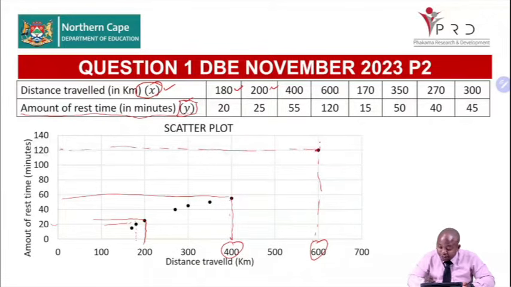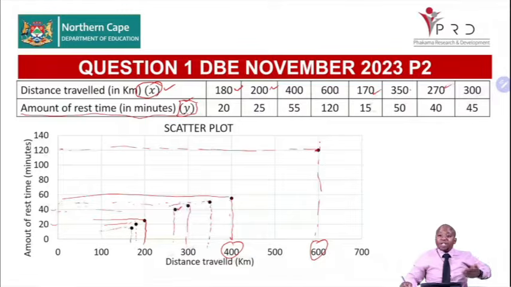When x is 170, then y is going to be 15. Then when x is 350, then I have y as 50. You can see that 50 is found between 40 and 60. Then when x is 270, y is equal to 40. Right, so that is the value right there. Then the data point of 300: when x is 300, y is 45. So you just plot each and every point. You don't have to have a particular order, just plot each point as you proceed with a table like that.